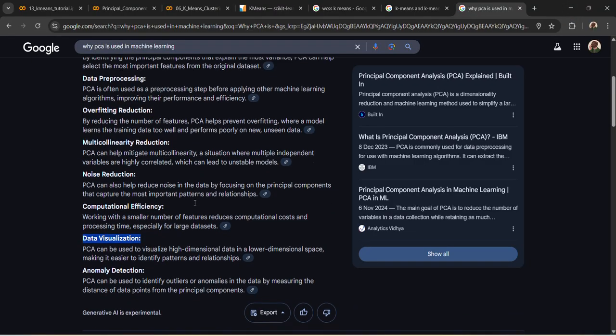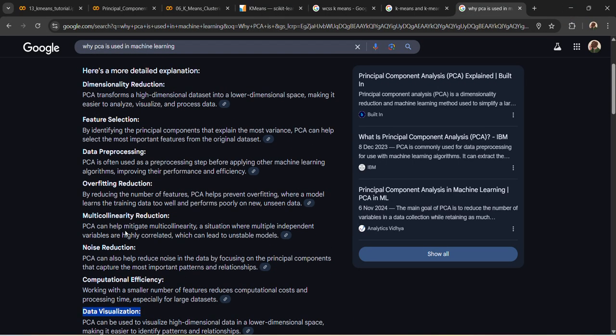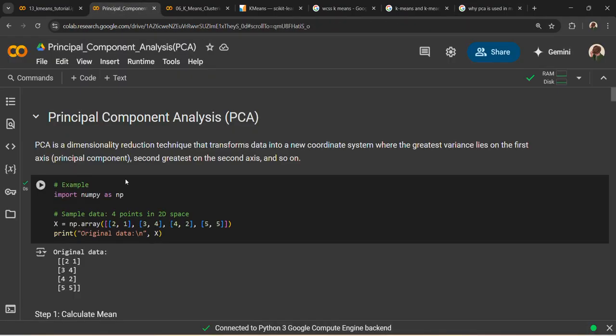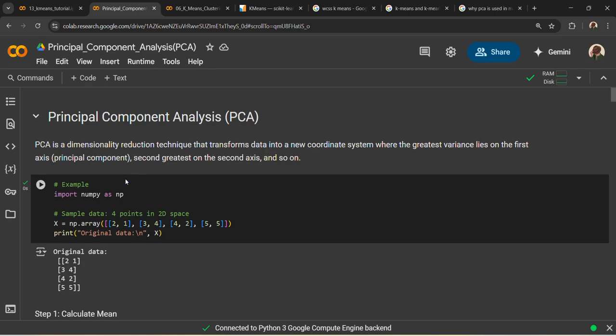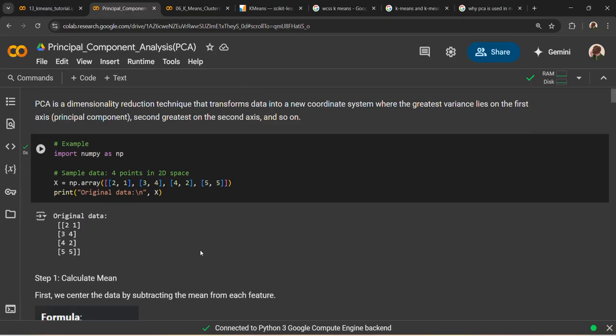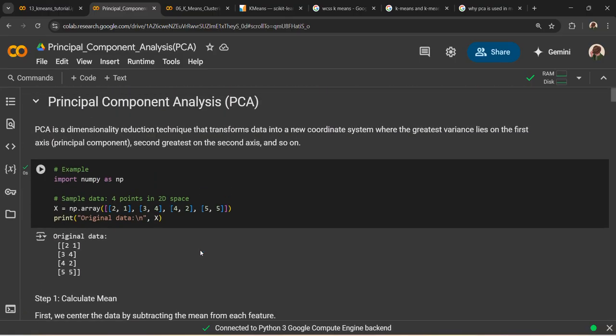By doing this, these are the things that we can achieve. Okay, then the question is how it is possible to reduce the higher dimension to the lesser dimension? Here we have to follow some steps to do that. Those steps now we can discuss.